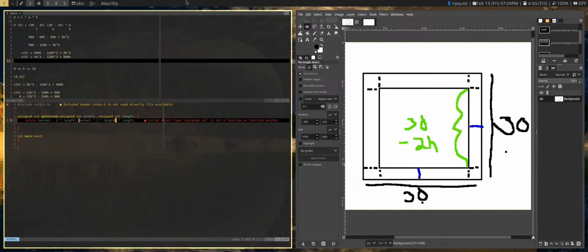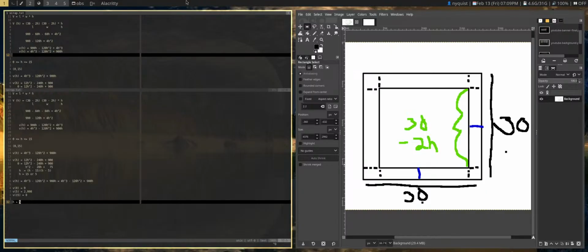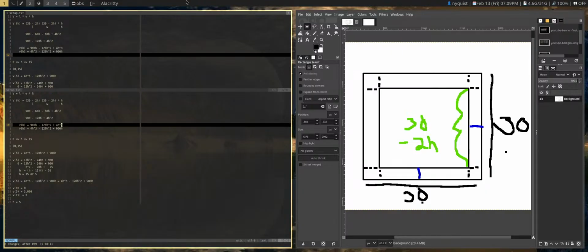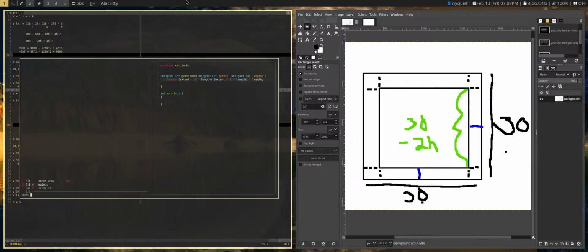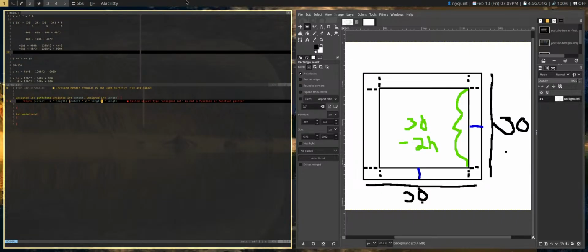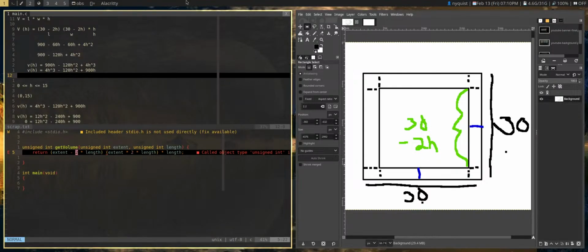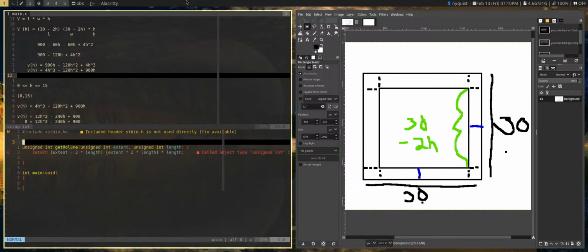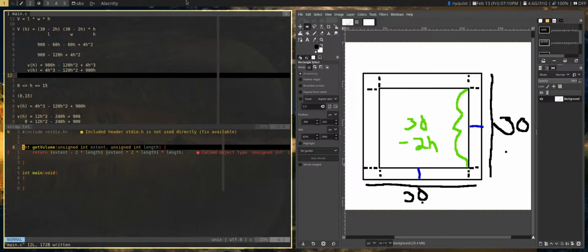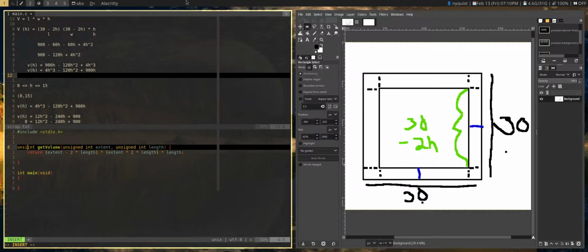Object, what did I do wrong? It's not a function or function pointer. Oops. Let's see. It's not a function or a function pointer. Unsigned. Oh, I'm stupid. Times like that. There we go. Signed. Unsigned int.